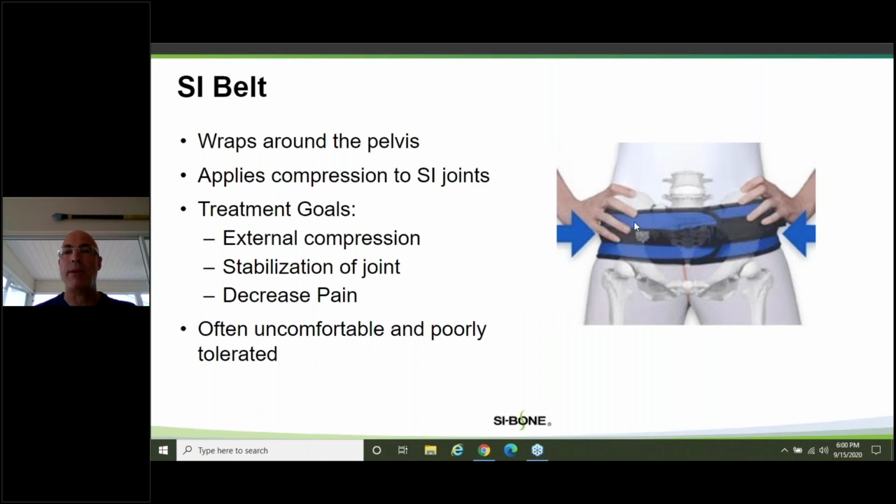Here's a picture of the SI belt going around the pelvis. You cinch it up to give you some stability to the SI joint in the back.